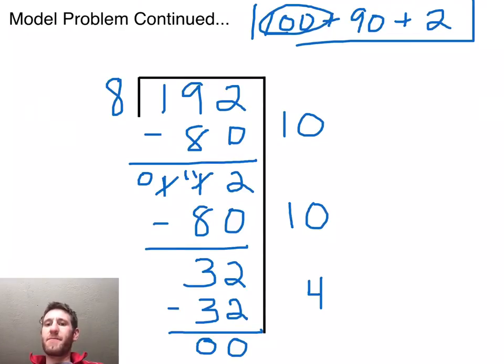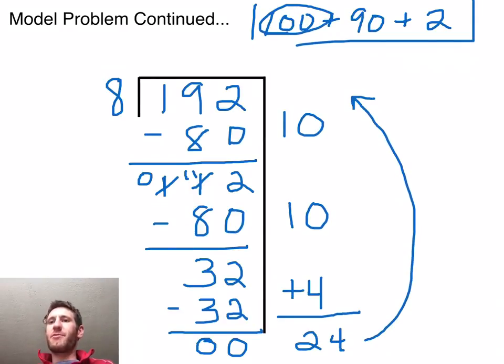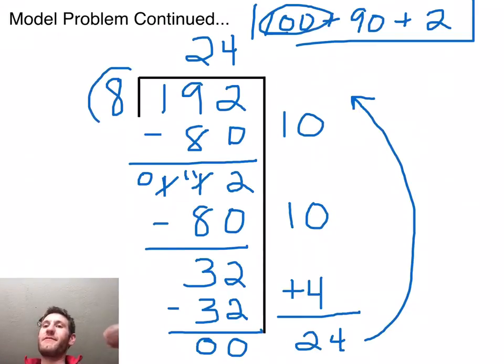Not quite done yet. Okay? Because I still have to add up all of my partial quotients. And 10 plus 10 plus 4 is 24. And I take this answer and I put it at the very top. So I know that these 192 students going on the field trip, if they're divided into groups of 8, I know that there will be 24 students in each group.